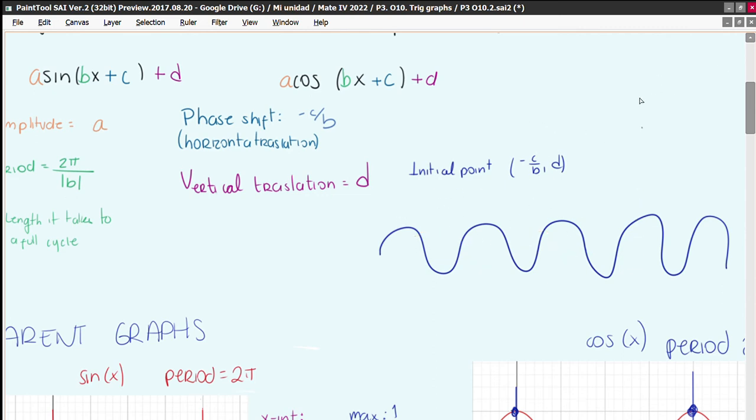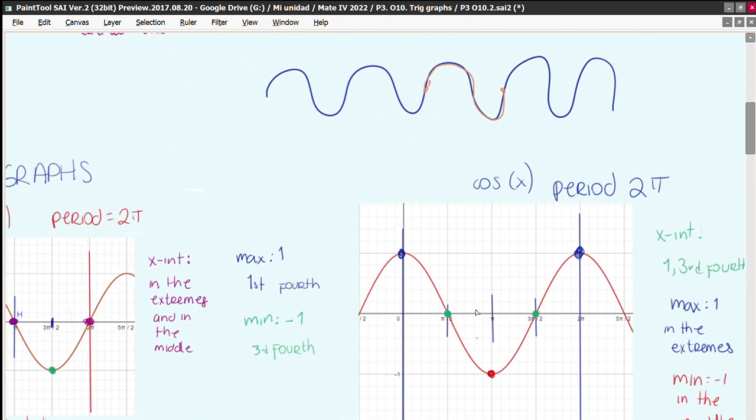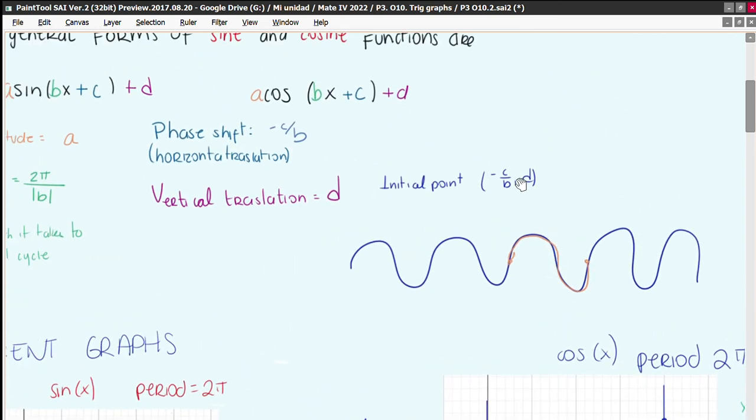I just have to graph a cycle. That is, a cycle is where I can find all the possible values of sine and cosine. That is, what I have to graph is a period, all the possible values in a period of a cosine or a sine.